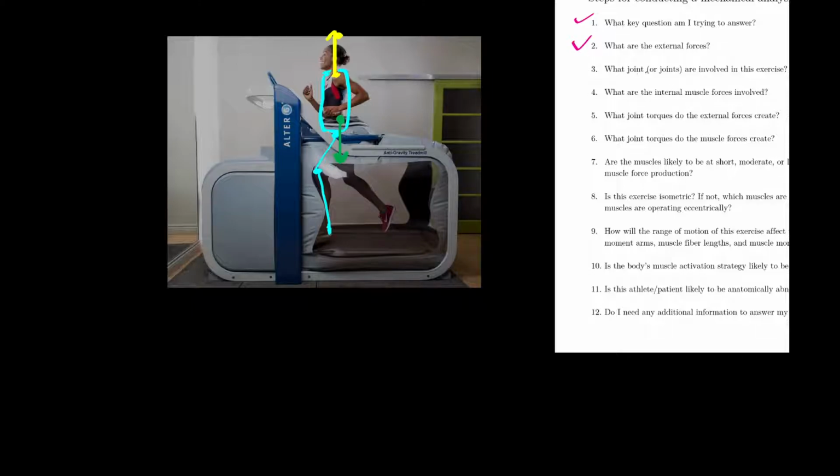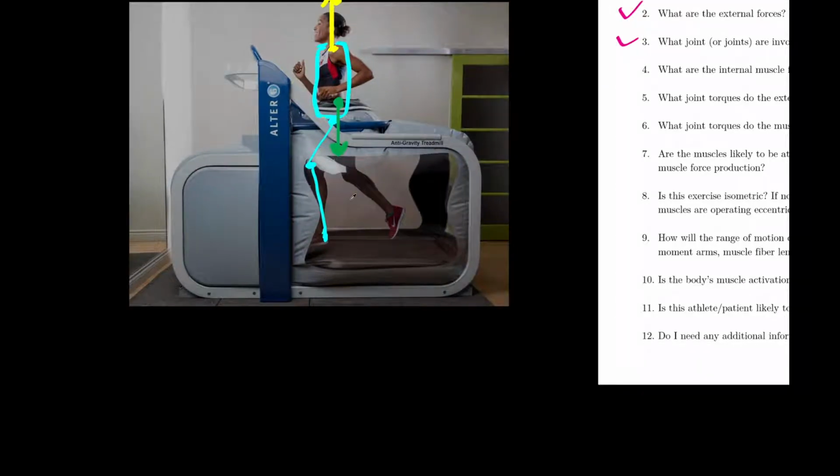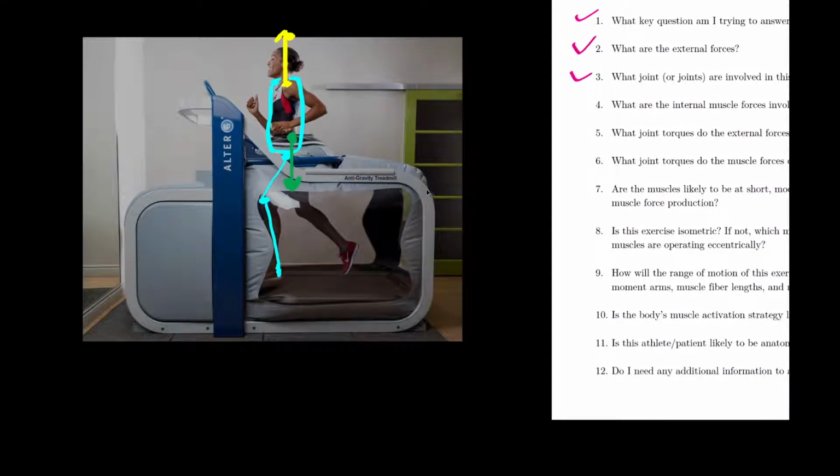Then we might ask, what joint or joints are involved in the exercise? Now, of course, that's just going to be the knee joint right here. But sometimes you might be in situations where you're interested in multiple joints. So in squatting, for example, you might be interested in simultaneously the hip joint and the knee joint.